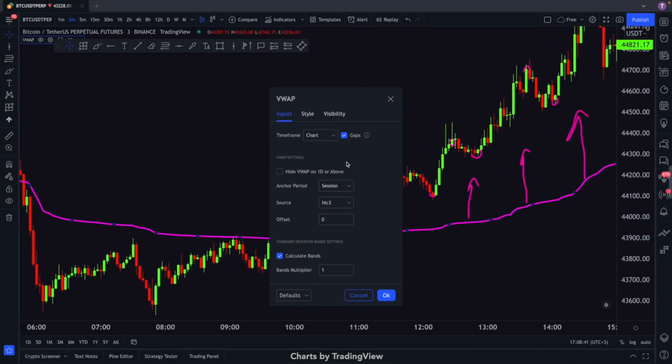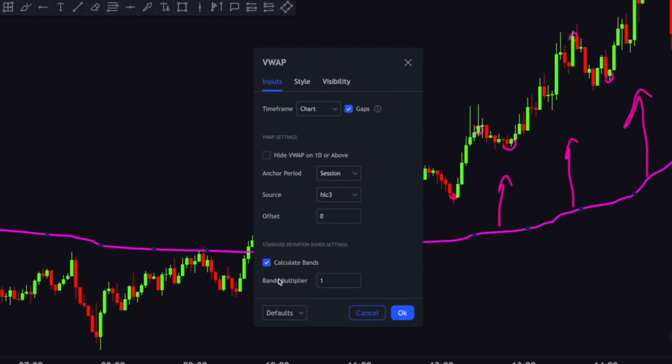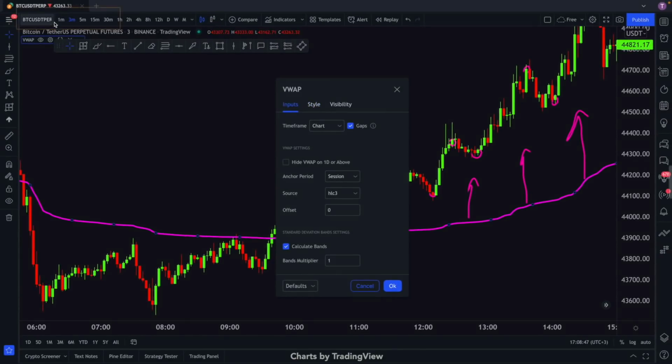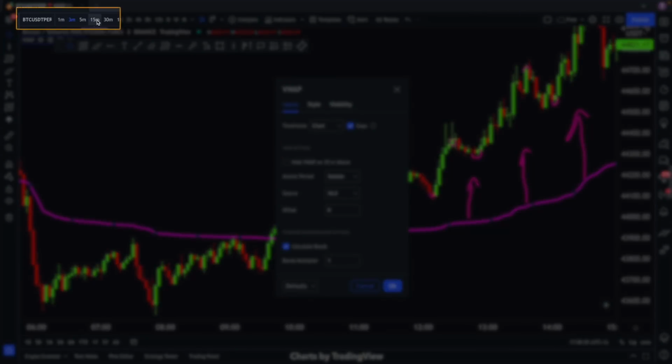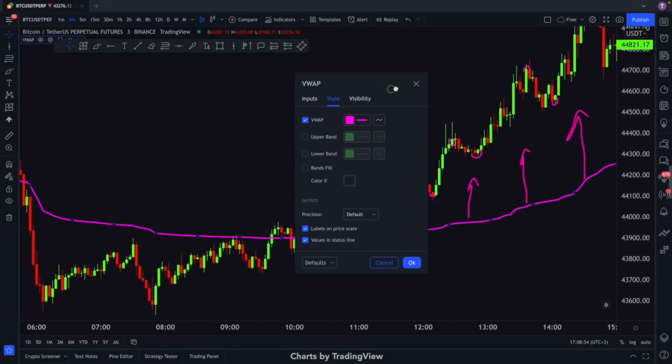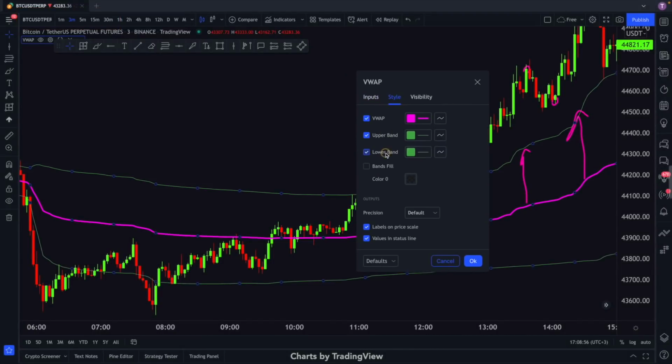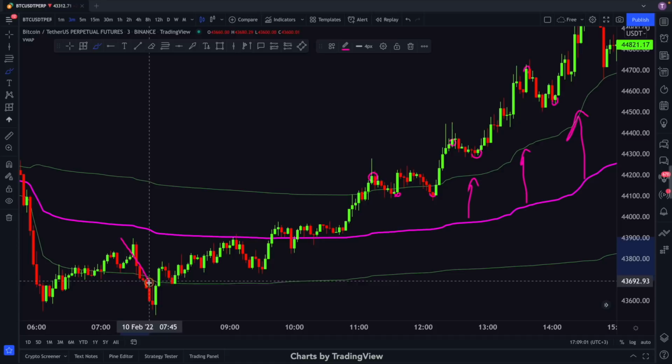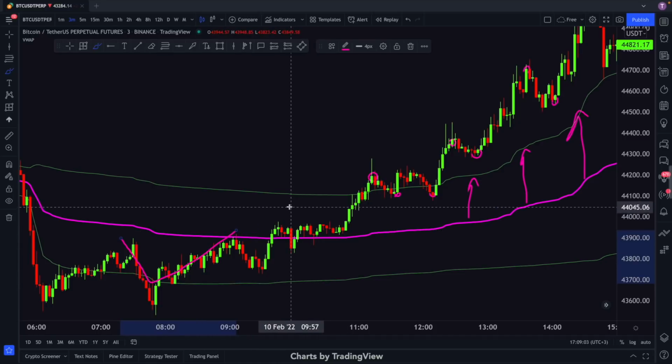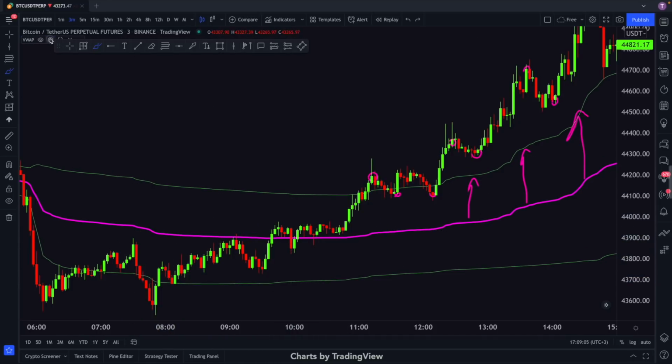If you look at the settings of VWAP, I use it like this. I only use it with intraday time frames like 1 minute, 5 minutes or 15 minutes. If I look at the style, I do not use bands at all. Some people use them as profit points or reversals. I just disable all and use only the main average price.